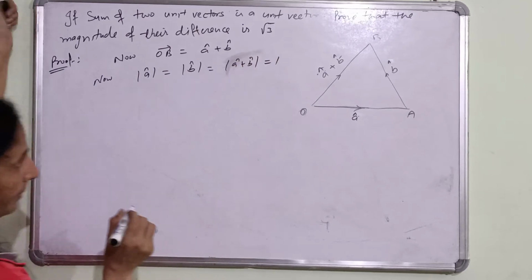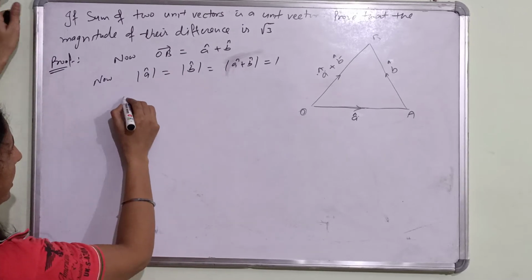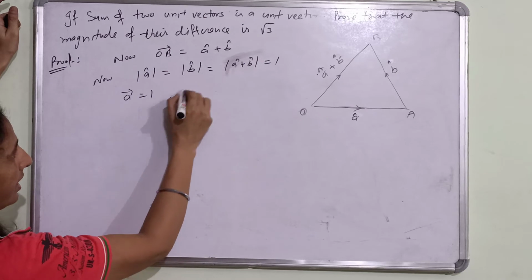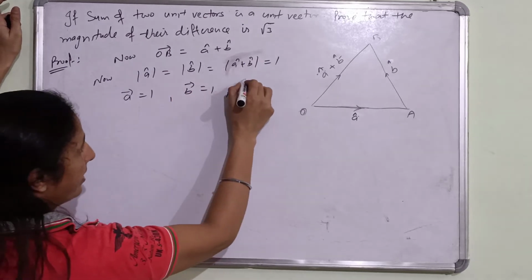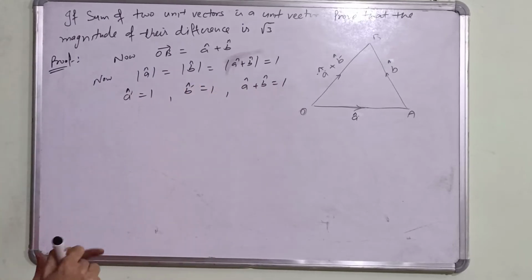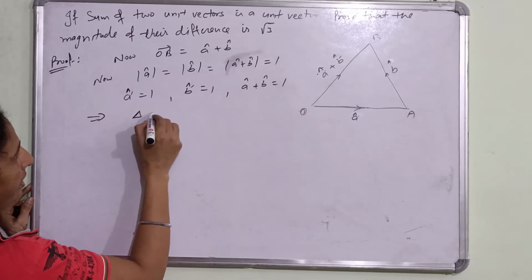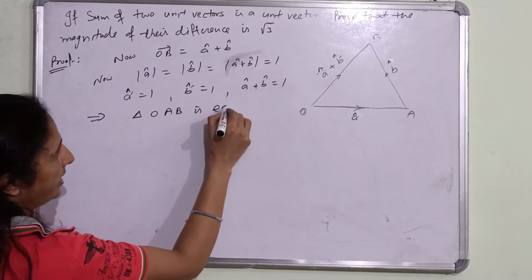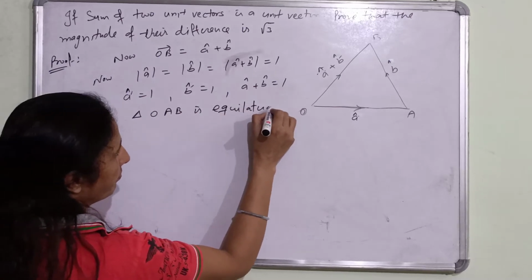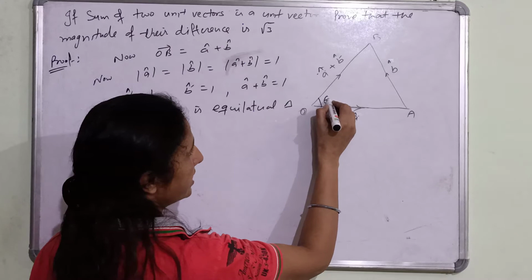their modulus will be 1, because A is a unit vector. A is equal to 1 and B is equal to 1 and the sum is also equal to 1. A unit vector we can denote by a cap. I have already told you, by capping it is a unit vector. So obviously their modulus would be equal, so these three are equal. So what does it mean? Triangle OAB is equilateral. So if it is equilateral, each angle would be equal to 60.